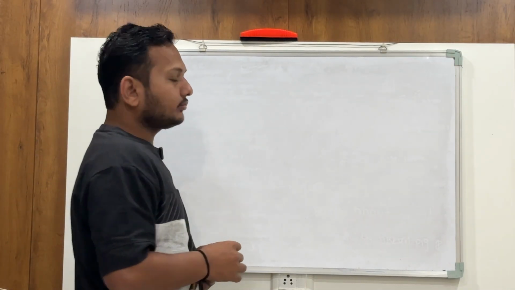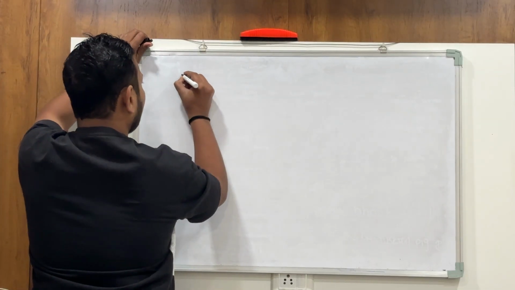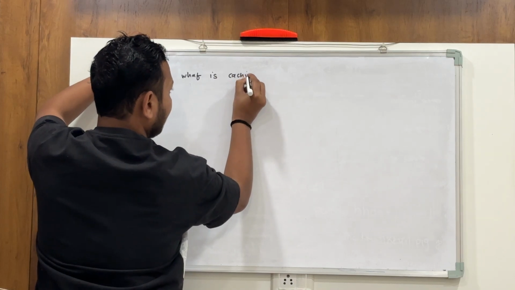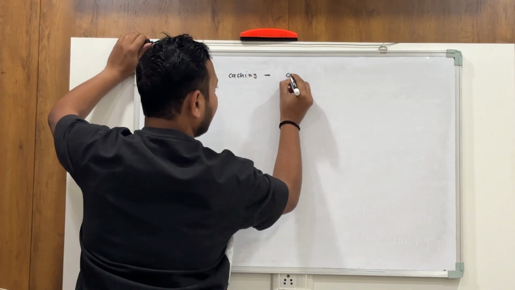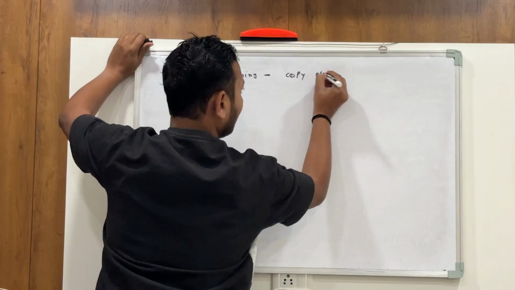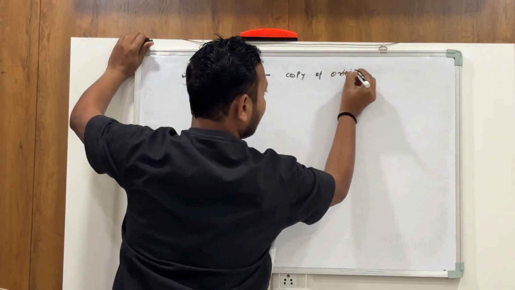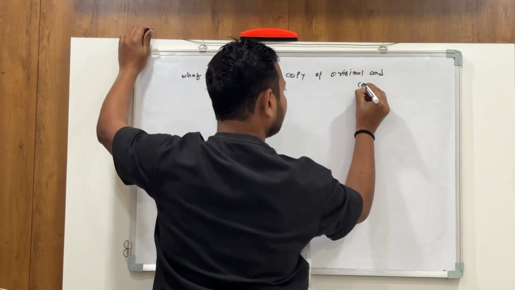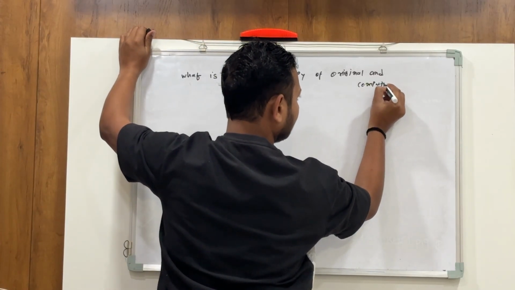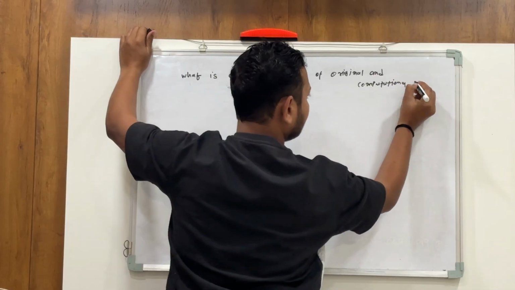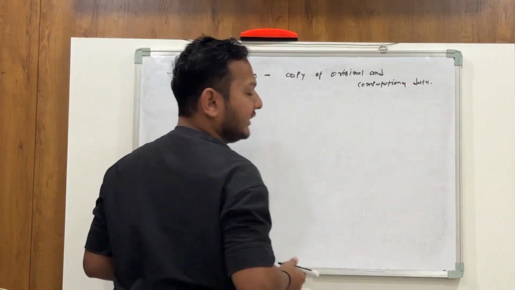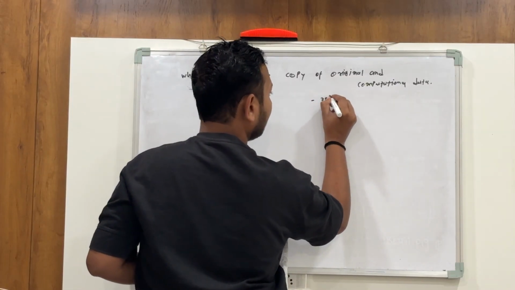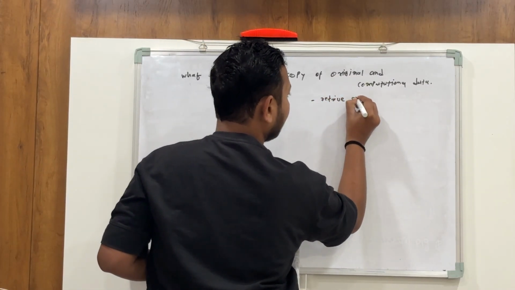So first of all, what we have learned is what caching is: a copy of original data and computational data that can be retrieved quickly. That is the important part. It can be retrieved quickly.